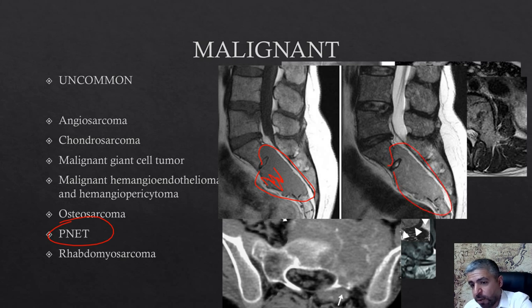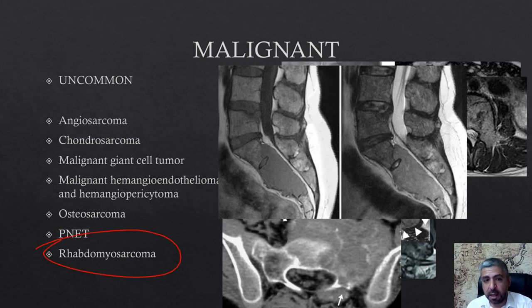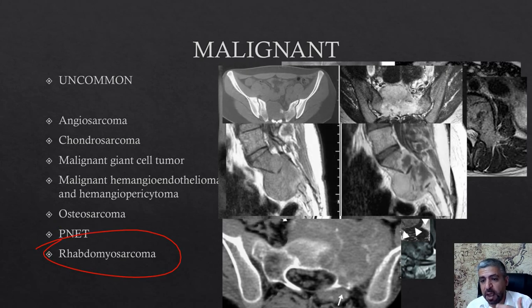You can see it always has a large soft tissue component, basically a bone marrow tumor with a big soft tissue component. And rhabdomyosarcoma is another uncommon malignant lesion that involves the spine, and again there is nothing really to distinguish it from other tumors.